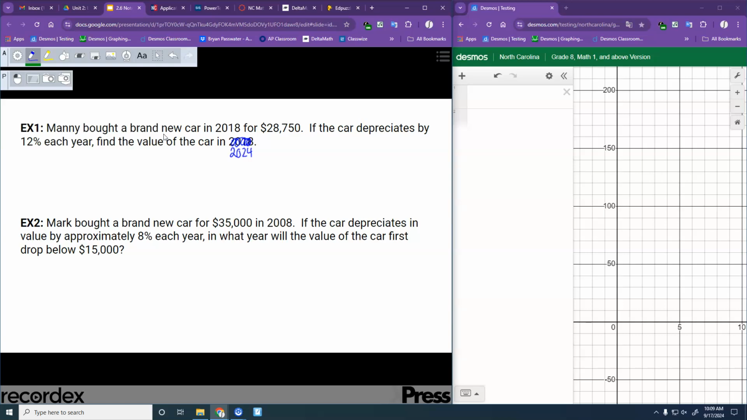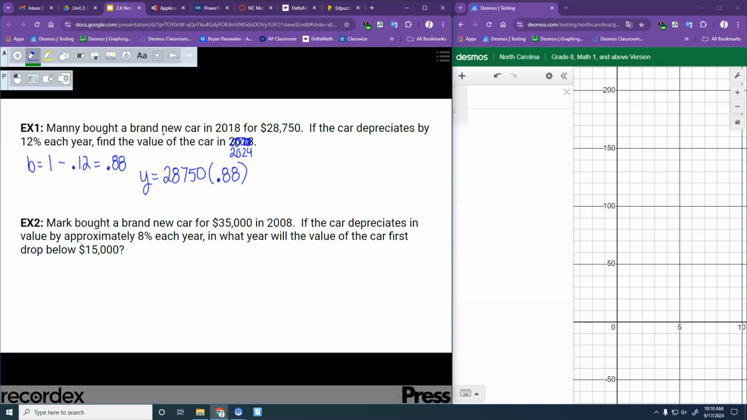So let's look at this equation, then we're going to look at it on Desmos to kind of picture what's happening to it. So the way that we do decay problems is we're still going to have y equals, and we have our starting value. So for this, that's $28,750. Okay? Now for our B value right here, we're going to do 1 minus our rate as a decimal. What is 12% as a decimal? 0.12. And then when we subtract that, we should get 0.88. So that's the number that we're going to put right here for our B value. If it's decay, that number should be less than 1.